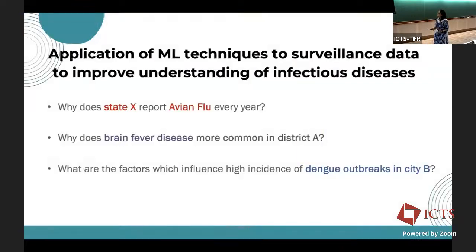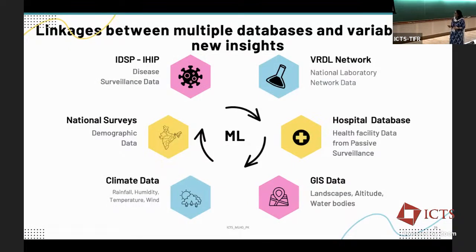So how does this help? You can answer many research questions. For example, there are some parts of India where you repeatedly get avian flu outbreaks, but not in other parts. You might have heard of brain fever outbreaks, which are more common in some parts of India compared to others. Or dengue outbreaks. I'm sure you all have heard of dengue outbreaks. Again, they don't tend to be equally common everywhere, and they tend to affect certain populations more than others. A lot of these questions can be answered if you pool the data from multiple sources. Putting it all together is what we are not doing enough. Of course, there are a few people who are doing it, but there is scope to do a lot more work there.